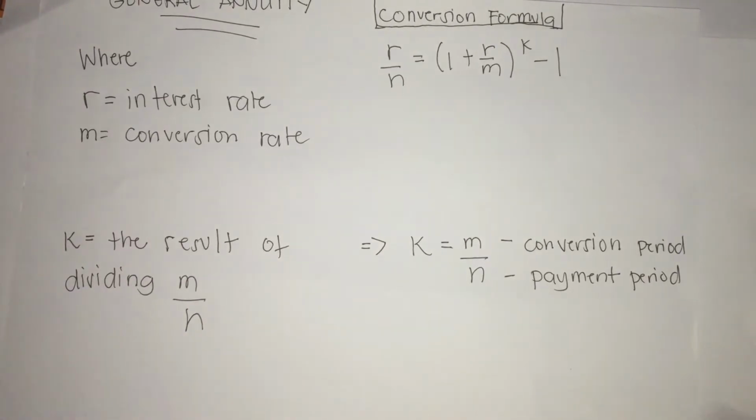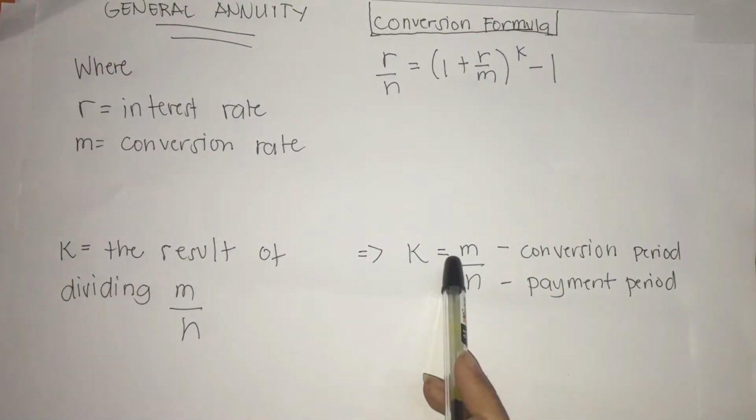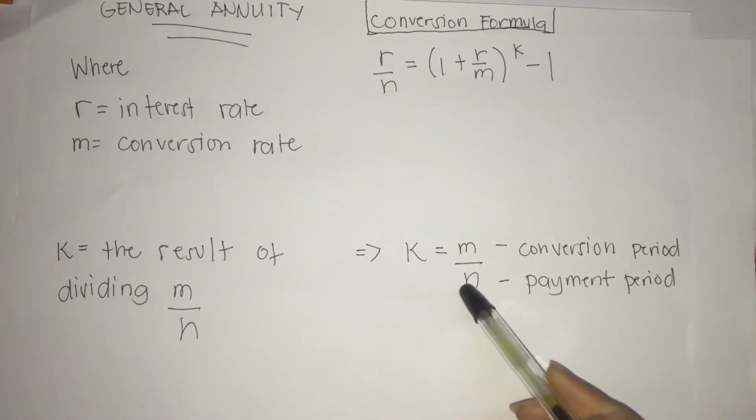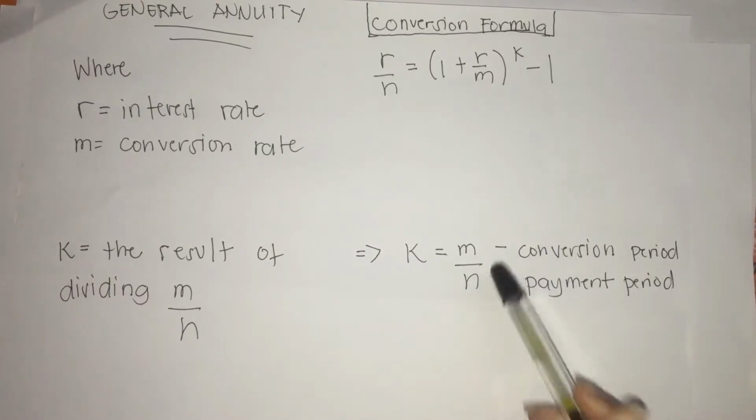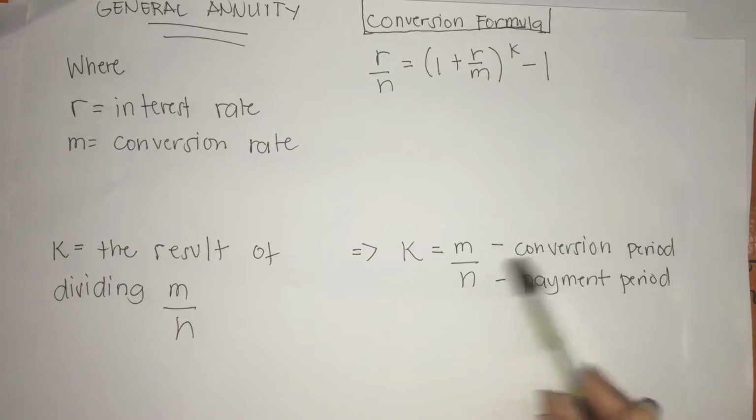So to get the value of k, the formula of it is k is equal to m over n. Notice that n became the payment period and m became conversion period. So let's solve.